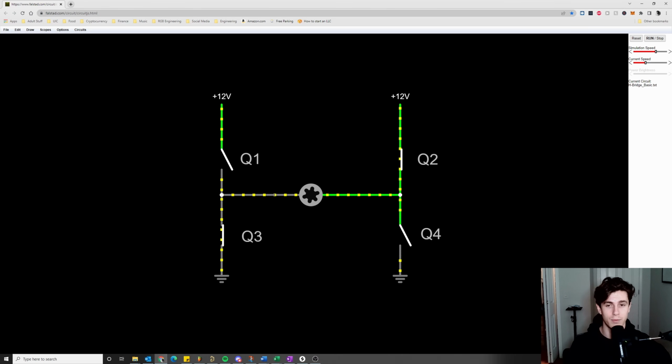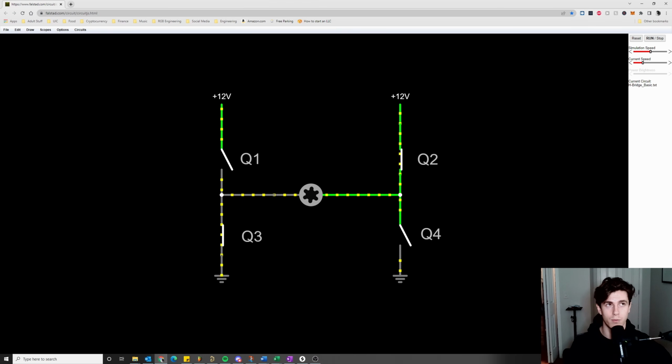Again, it's equally important that switches Q1 and Q4 remain open at this time, because doing something like closing Q4 would short circuit our 12 volt supply again and completely bypass the motor. And this is the basic theory of operations for an H-bridge circuit. By opening and closing these 4 switches in a particular configuration, we can control the direction of the current flowing through the motor.